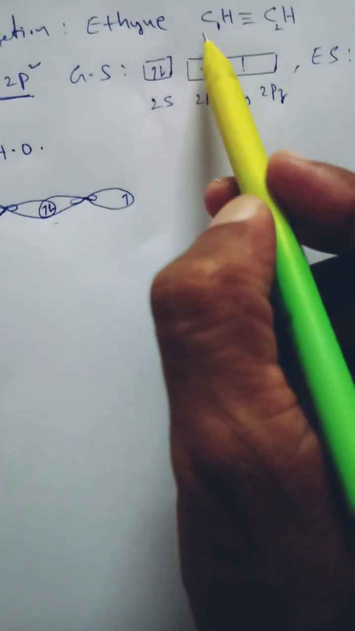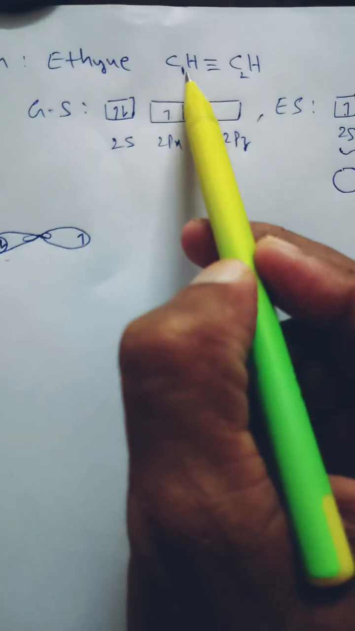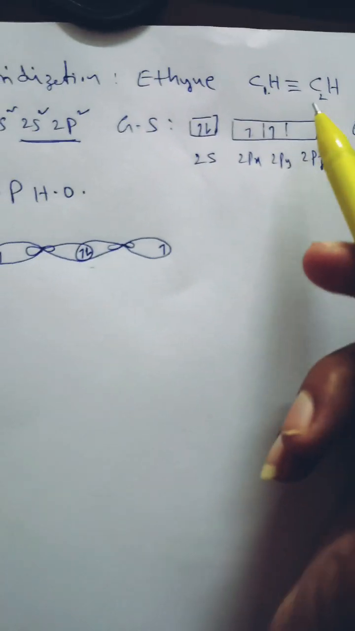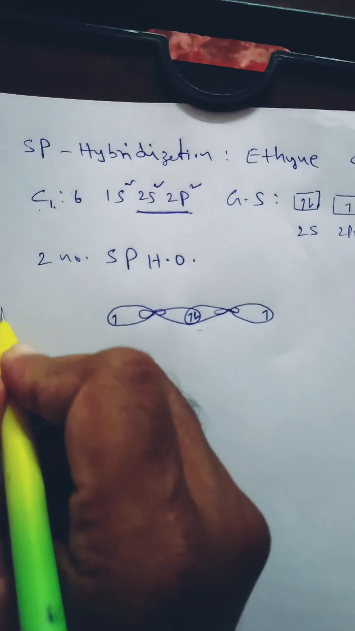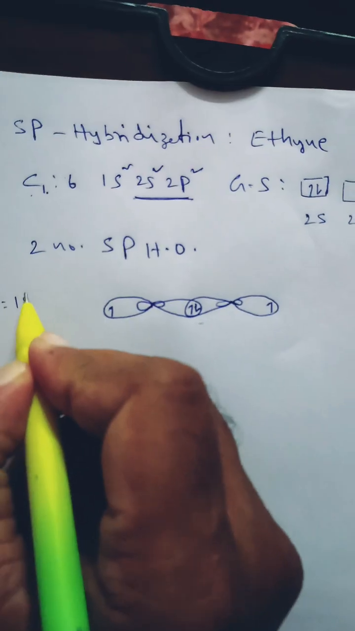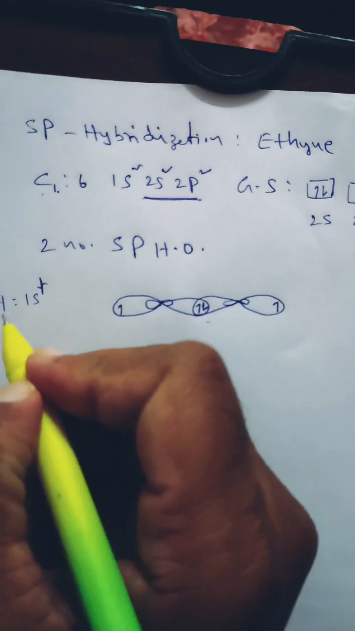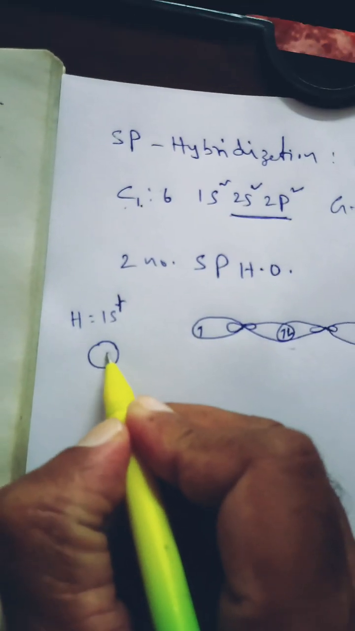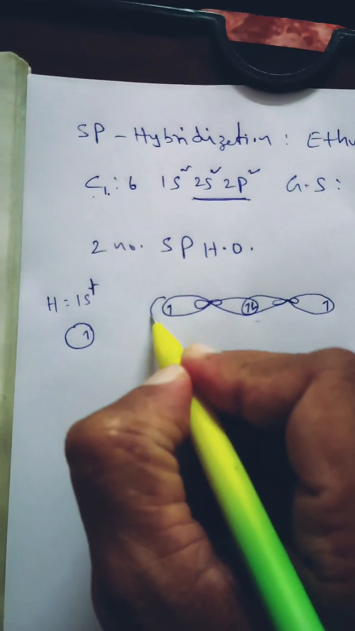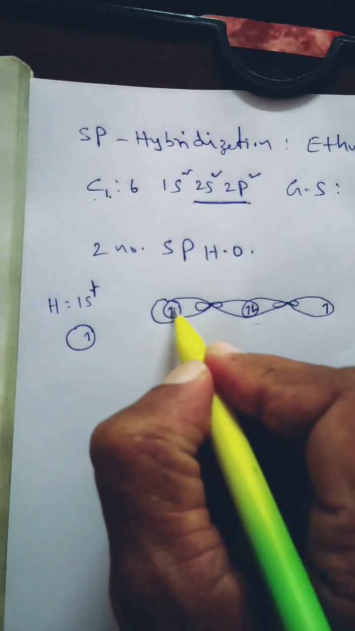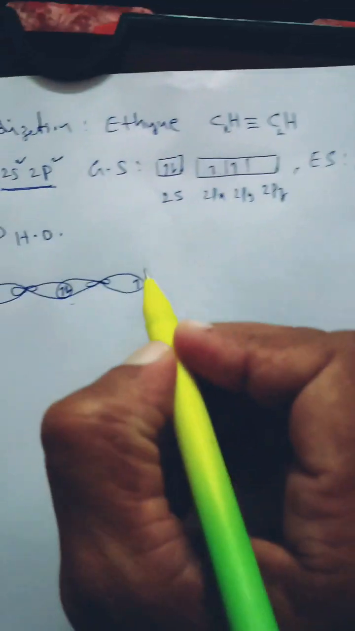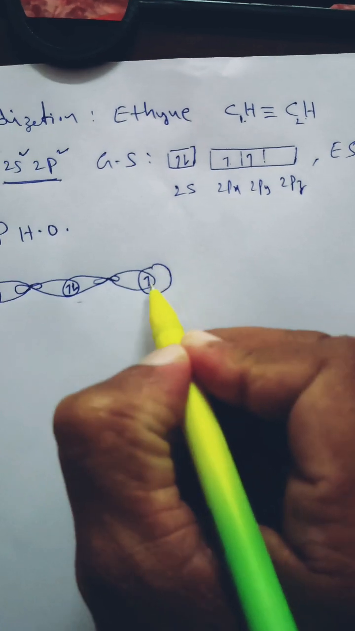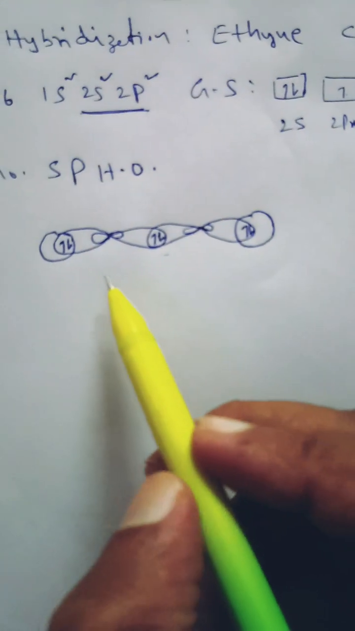Now C1 has one hydrogen and C2 has one hydrogen. Hydrogen is 1s1, so it is spherical in shape and has one electron. Here one hydrogen forms a bond with this electron. Here another hydrogen is there, which is also spherical in shape, and it forms a bond like this.